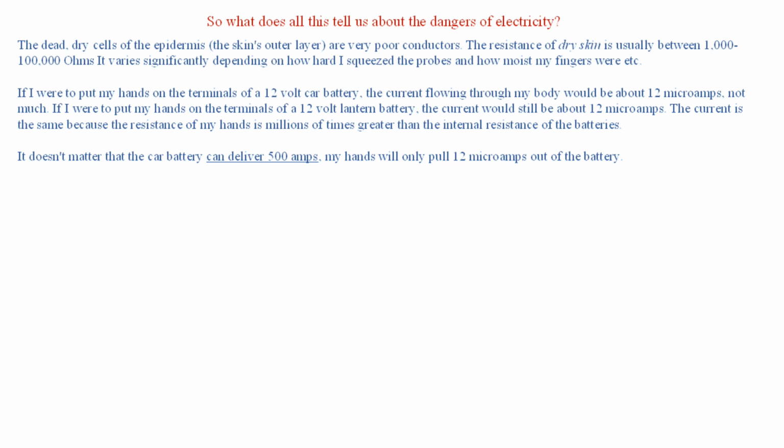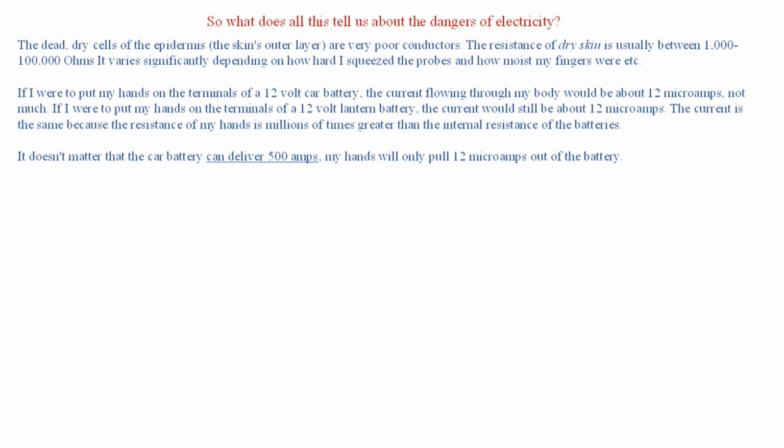So, what does all this tell us about the dangers of electricity? I have a multimeter. I've measured the resistance between my hands, and it reads about 1 megohm or 1 million ohms. It varies significantly depending on how hard I squeeze the probes or how moist my fingers are. If I were to put my hands on the terminals of a 12-volt car battery, the current flowing through my body would be about 12 microamps, not much. I wouldn't even feel it.